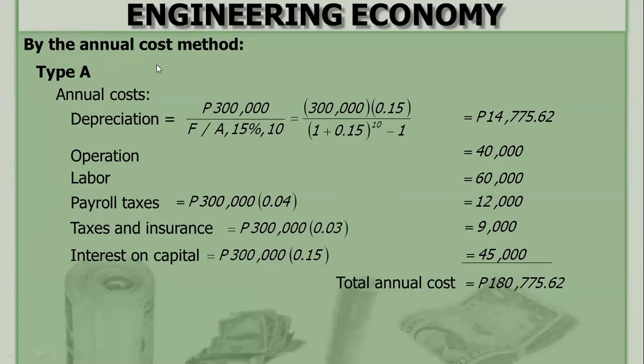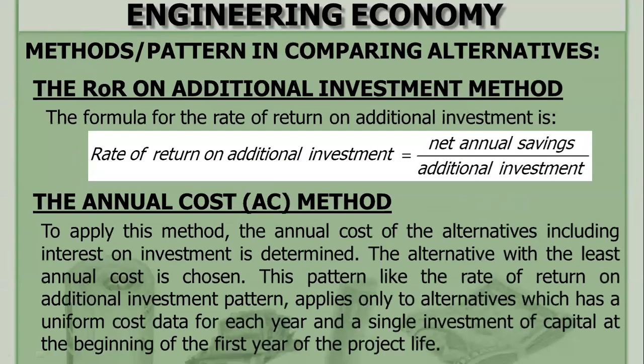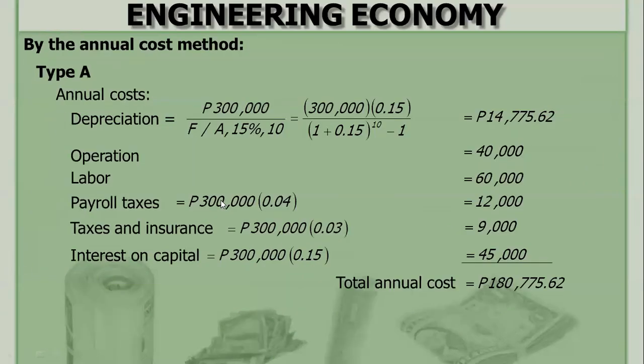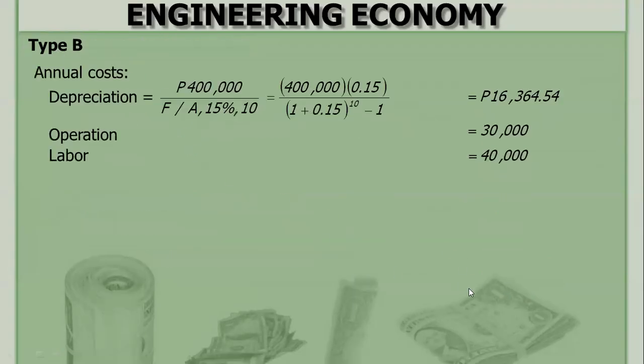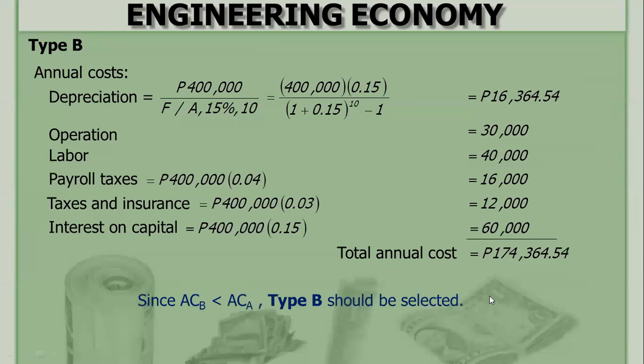Okay? And the criteria is this one. The alternative with the least annual cost is chosen. So 180 against 174. Therefore, type B should be selected. The annual cost of B is smaller than the annual cost of type A. Type B should be selected.